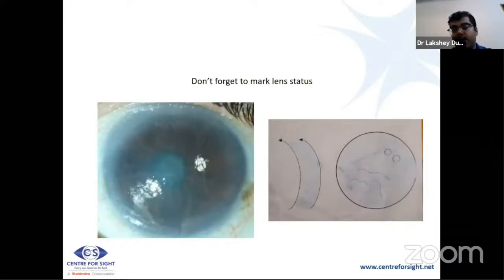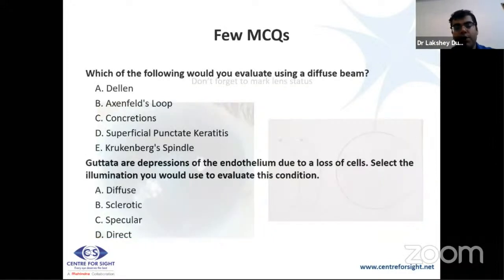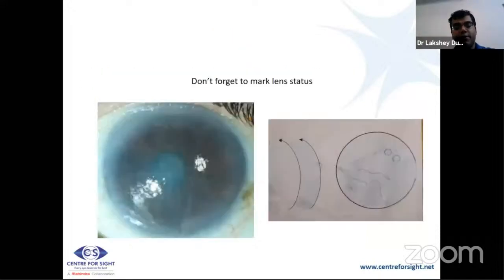So in this diagram, you see corneal edema, corneal decompensation, full thickness edema with few bullae and DM folds, but there is no mention of lens status in the slit diagram. You should not forget to mark the lens status, whether it is cataractous or an ECIOL. ECIOL with black, cataractous lens with yellow. So this finishes our class.